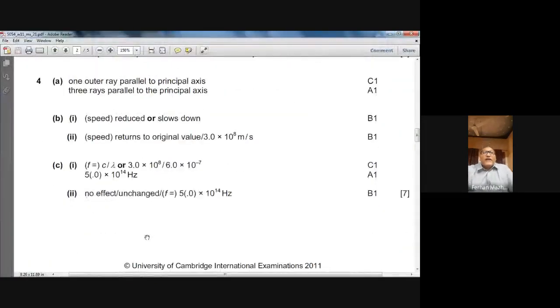Question number 4, A part. One outer ray parallel to the principal axis, 3 rays parallel to the principal axis. All of them, after passing through the lens, will become parallel to the principal axis. Okay, so next question number 4, and it is B part.